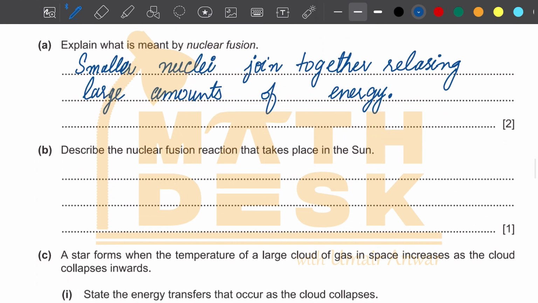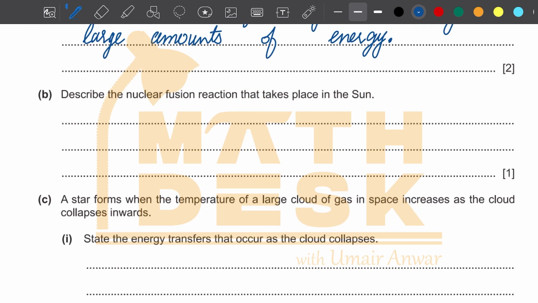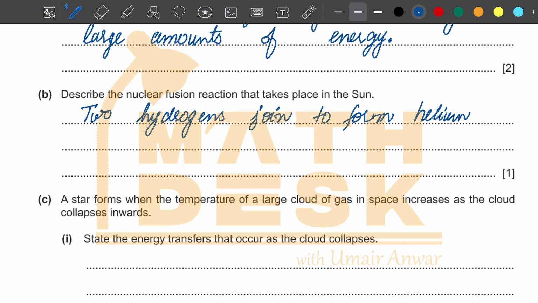Describe the nuclear fusion reaction that takes place in the sun. So in the sun, two hydrogens join to form helium, and again huge amounts of energy is released.